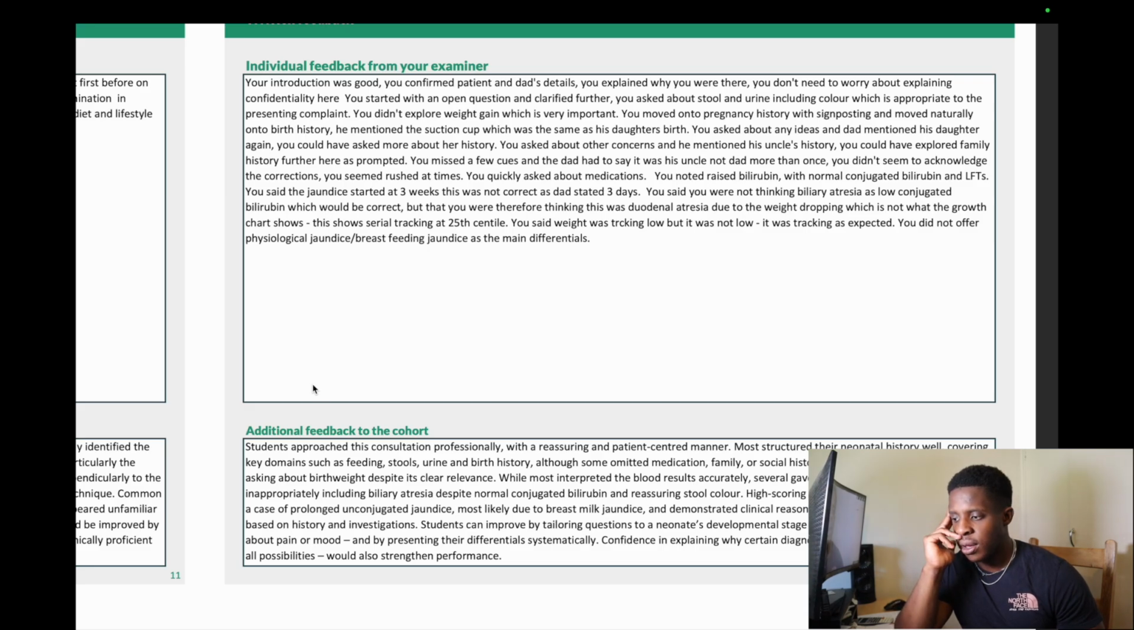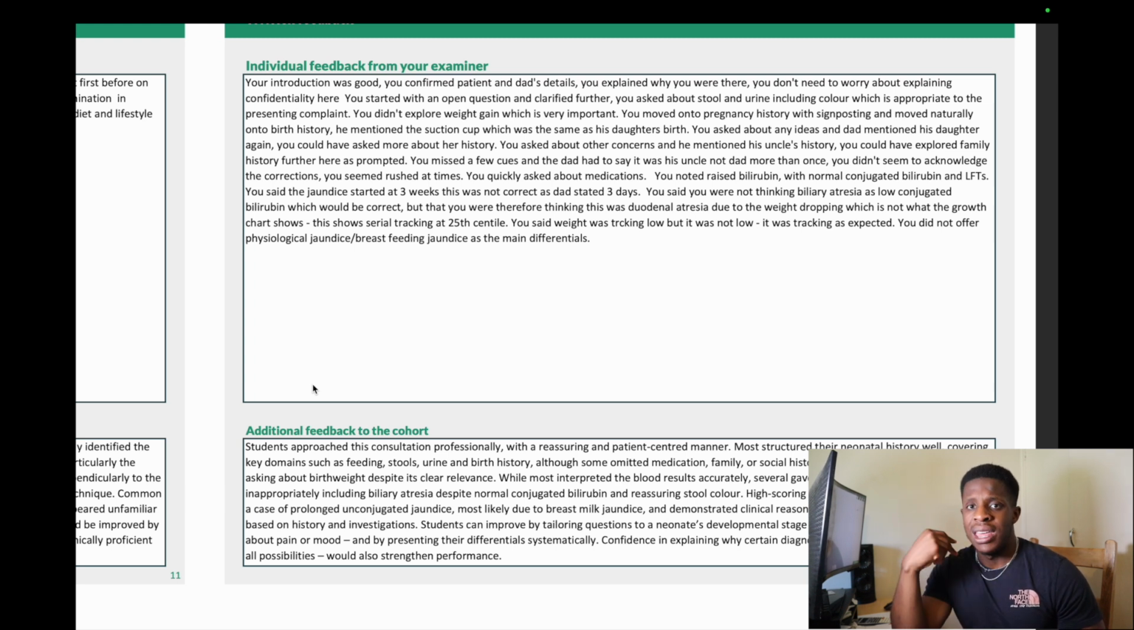You missed cues, and the dad had to say it was his uncle and not dad more than once. Yeah, so that's what I was saying there. You didn't seem to acknowledge the corrections. You seemed rushed at times, which I was. You quickly asked about medications. You noted raised bilirubin with normal conjugated bilirubin and LFTs. You said that jaundice started at 3 weeks. This was not correct, as dad stated 3 days. So just haphazard. I was saying the wrong things. I was mixing up things.